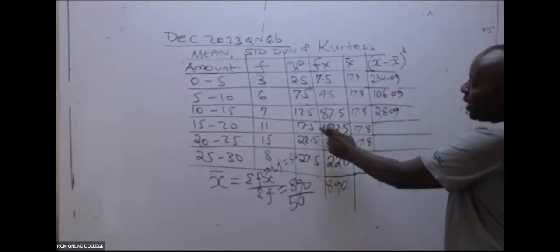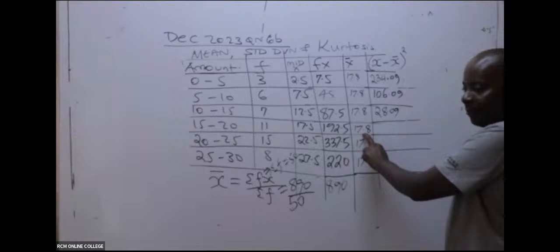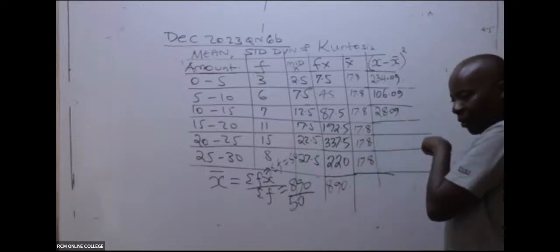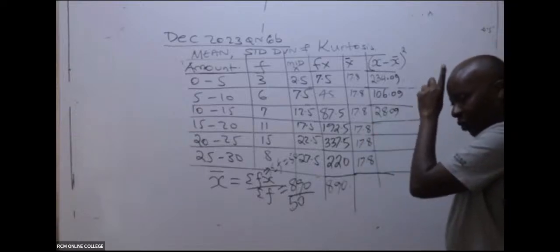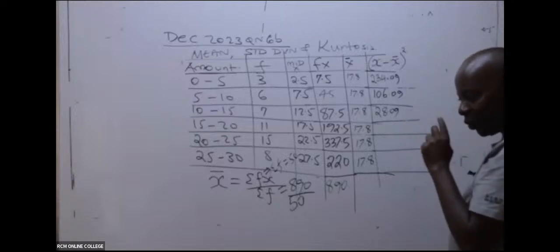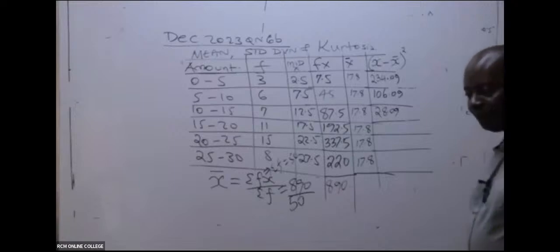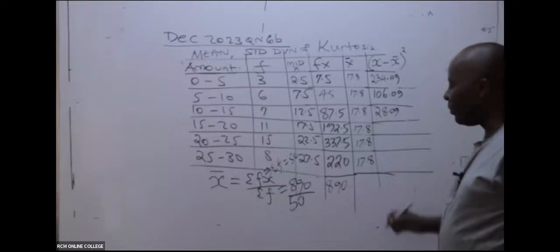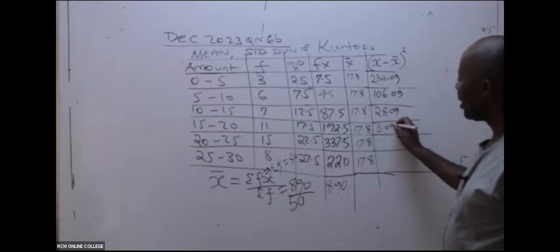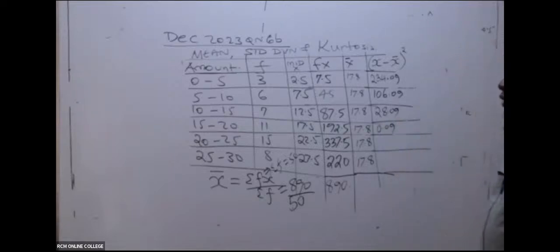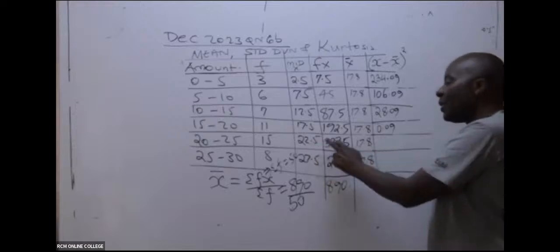It is 17.5 minus 17.8 equals, whatever we get squared. There is a squared function in my calculator. Yeah, Sharon is giving me 0.09. We go to the next one, which is x minus x bar.